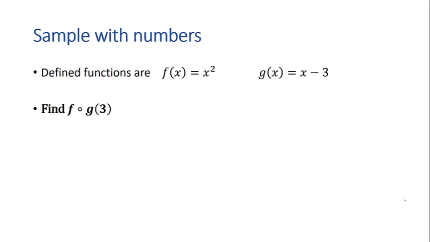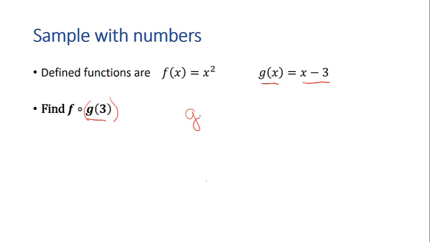Now we're going to continue with the same two defined functions, but now we're going to do composite functions, where instead of replacing the variable with a letter, we're replacing it with a number. So we'll start on the right side with g of 3. So we go to our g function. g of x is equal to x minus 3. So we're going to evaluate what g of 3 would be.